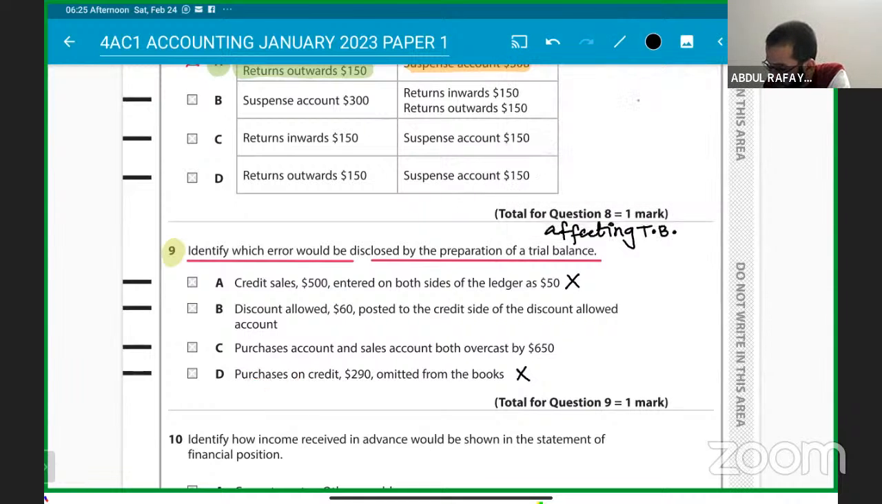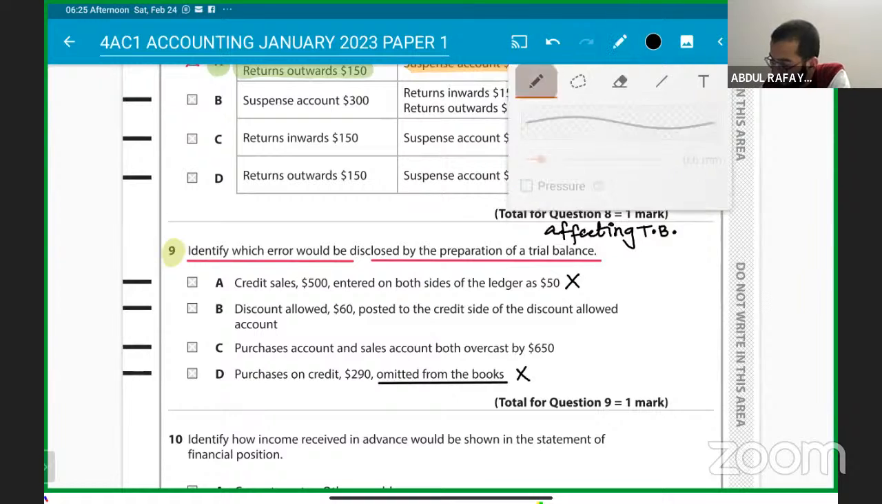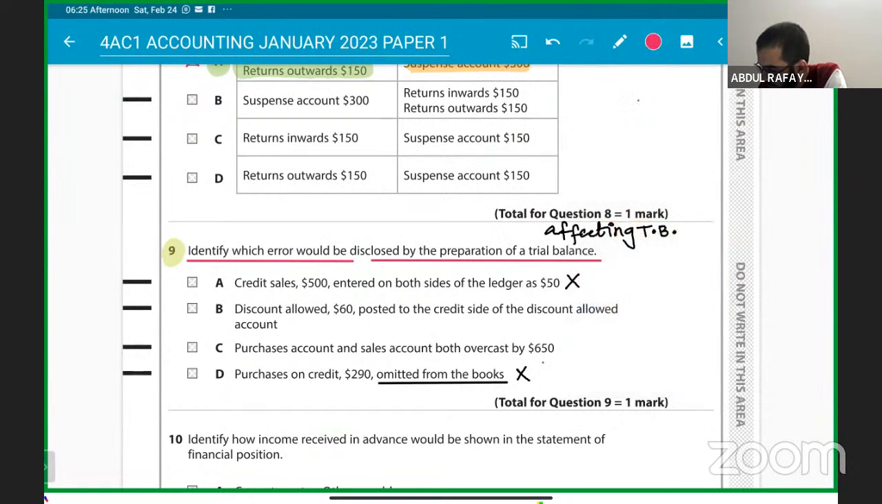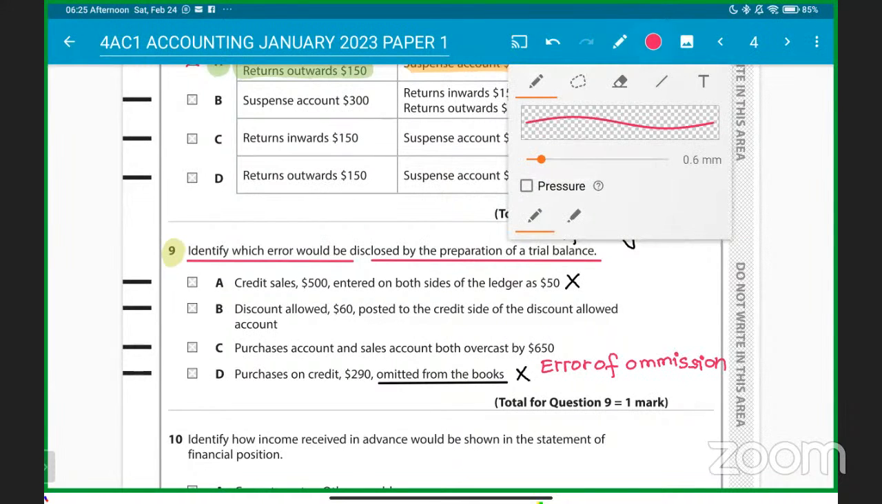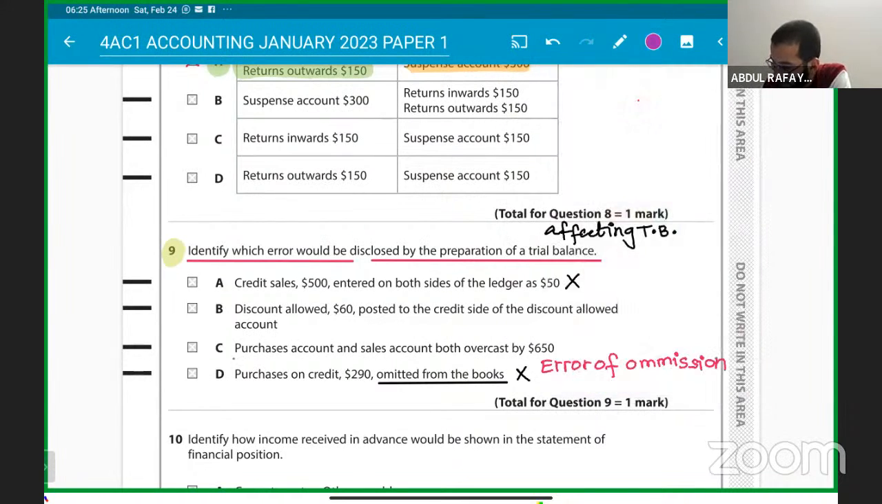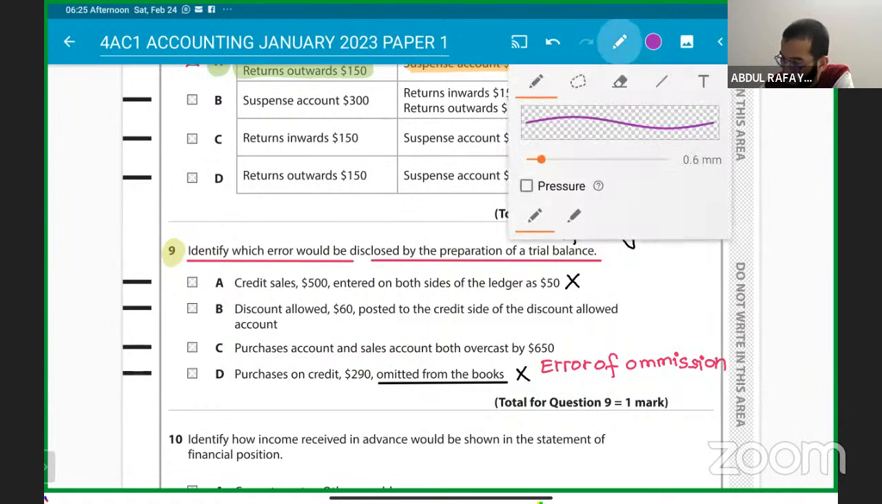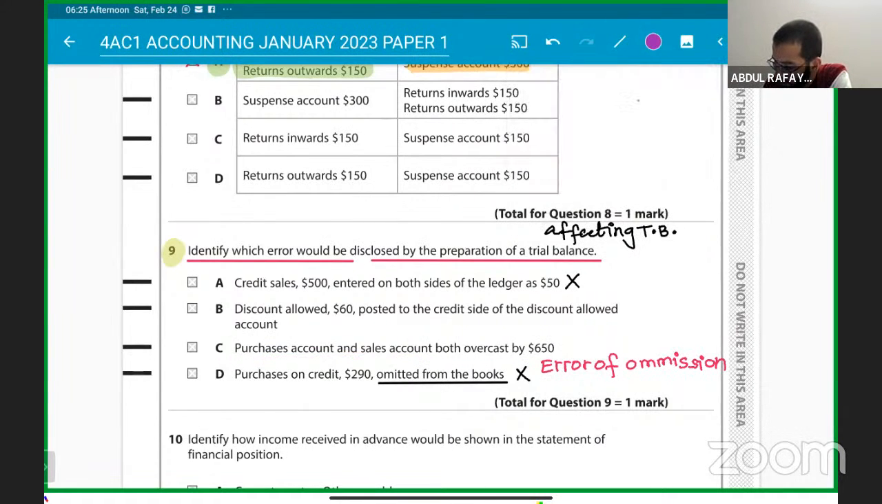purchases on credit are omitted from the books. Always remember this is an error of omission. It is when you omit some transaction, and this will also not affect the trial balance. Understood? If we talk about option C, purchases account and sales account were both overcast. So this is also not affecting the trial balance.